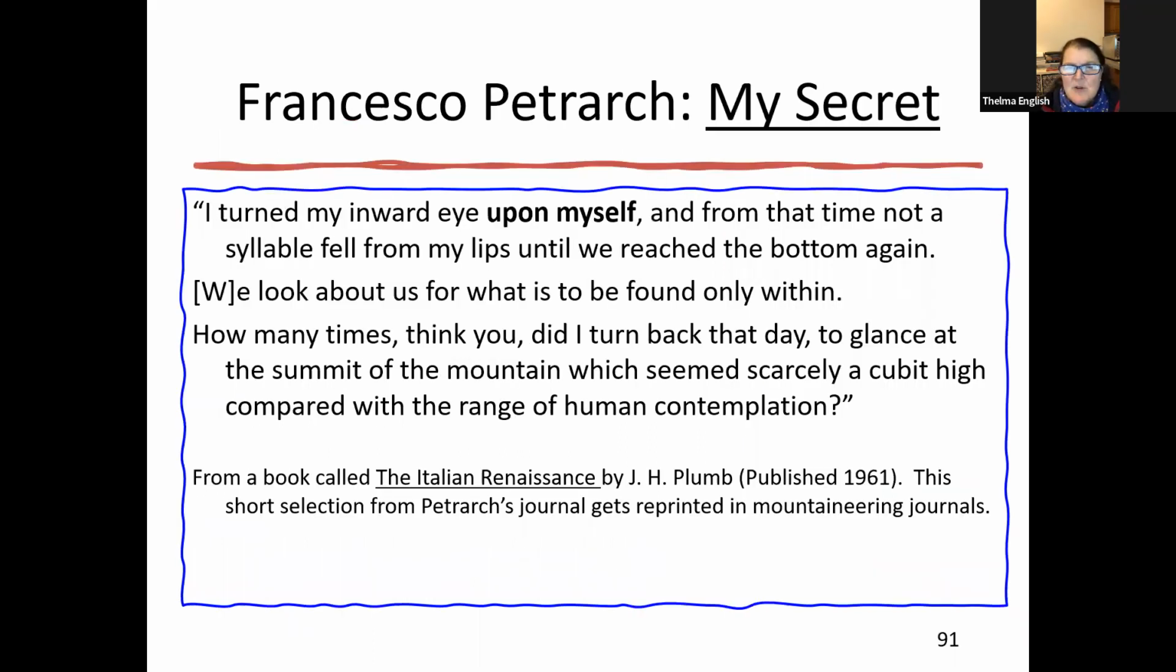"I turned my inward eye upon myself, and from that time, not a syllable fell from my lips until we reached the bottom again of that mountain. We look about us for what is to be found only within." We're all searching for something, looking around. What we're looking for, of course, is God. But Petrarch says we're all looking for what's to be found only inside yourself. This is very much like William Wordsworth.